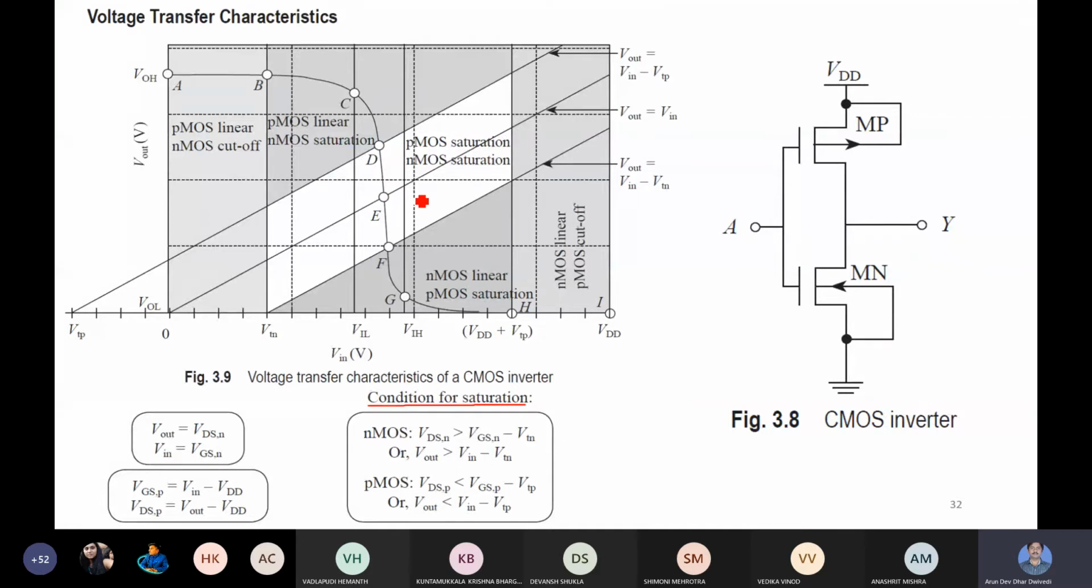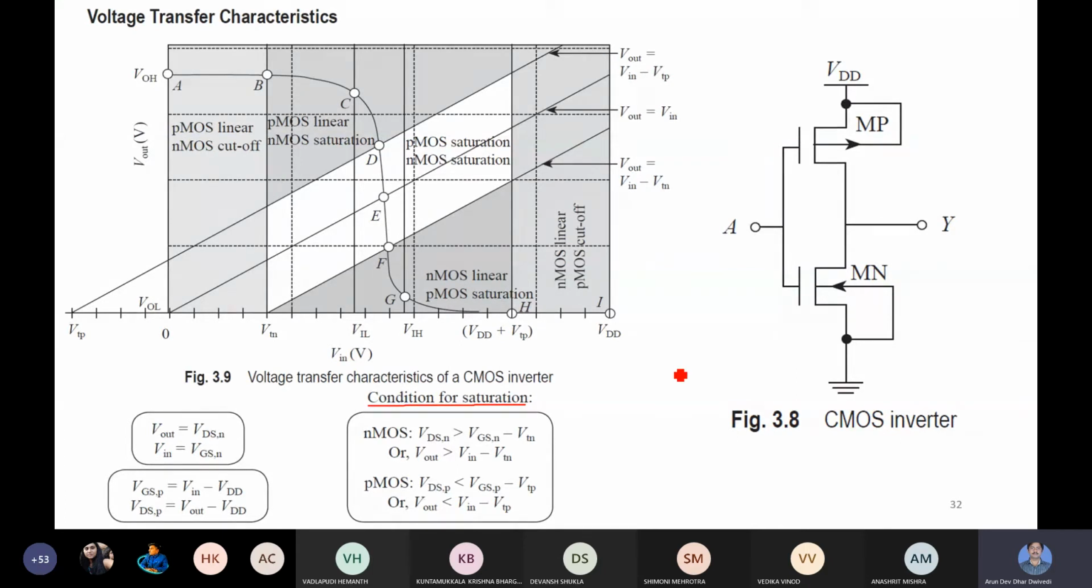For basic logic application it is not good, but for amplification it is good. And in this region between F and H, the NMOS is in linear region and the PMOS is in saturation region. And if you come from H to I, the NMOS is in linear region and the PMOS is in cutoff region. So this graph is very useful, with the help of which we are able to calculate various characteristics of the device.